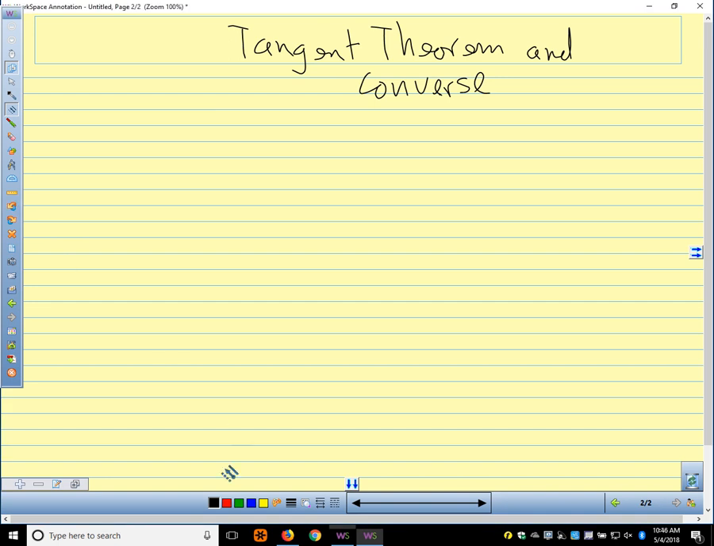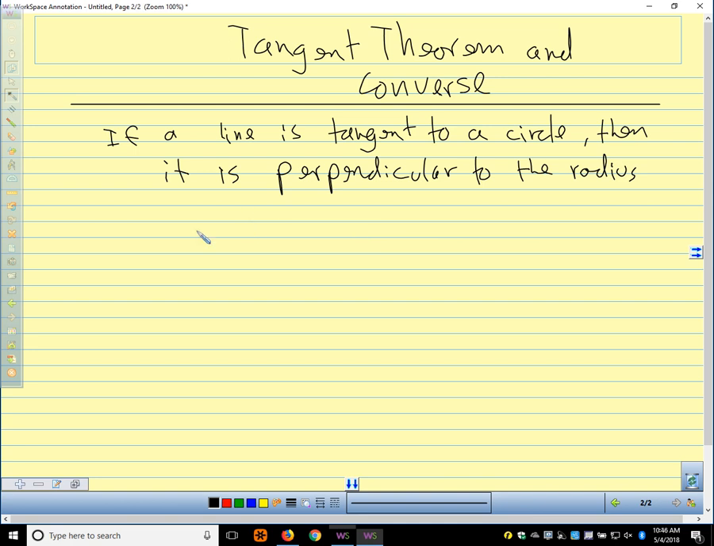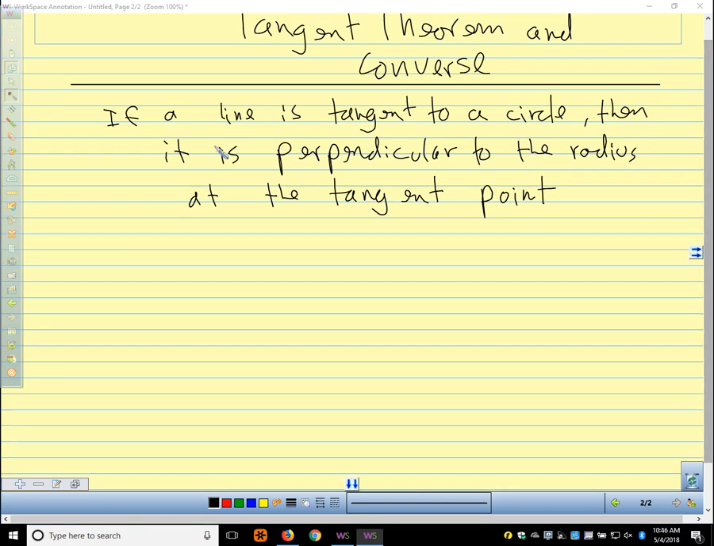The tangent theorem tells us that if a line is tangent to a circle, then it is perpendicular to the radius at the tangent point. So that's our special relationship. A tangent line is perpendicular to the radius.